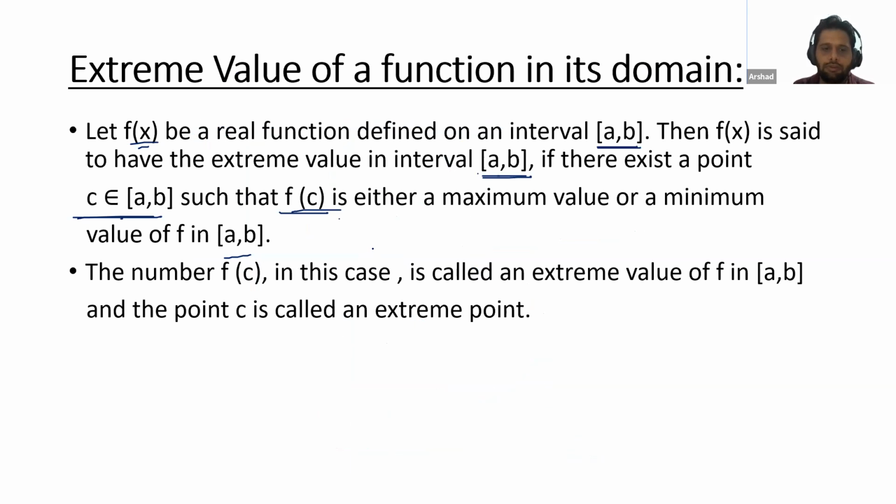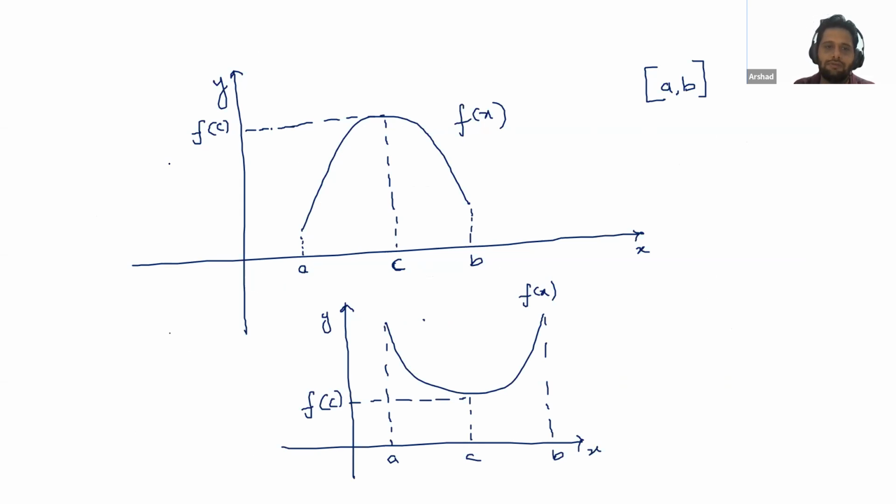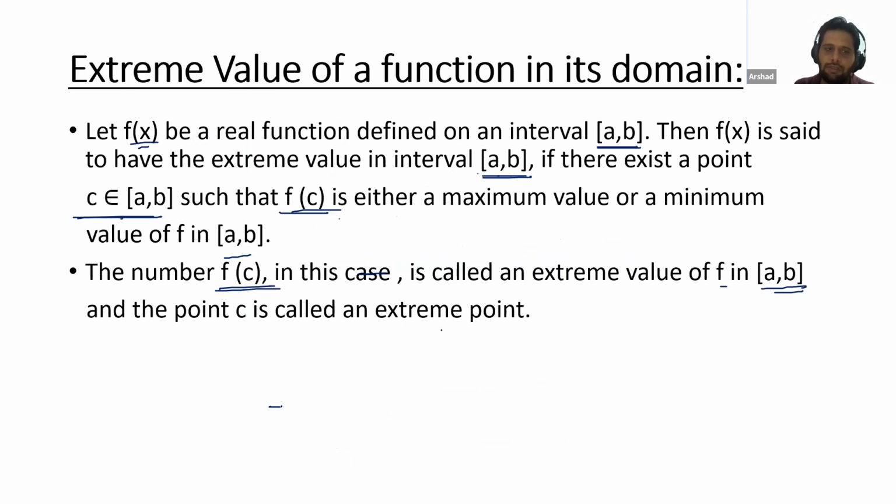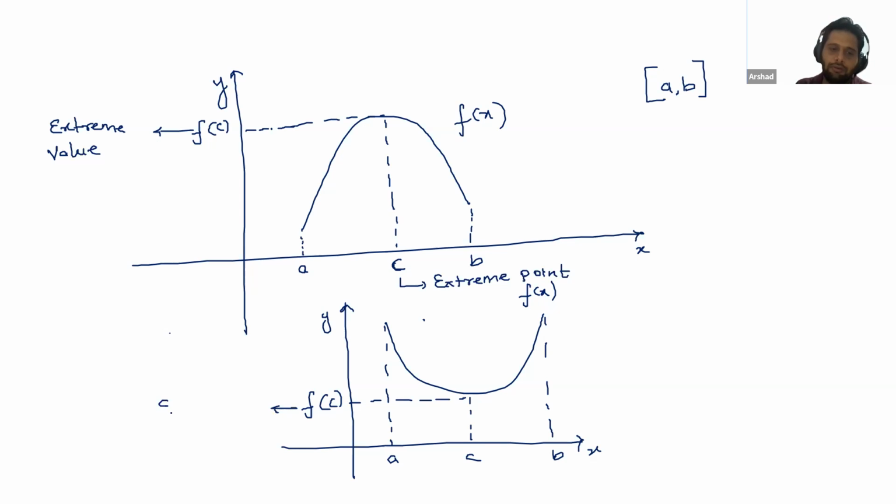Next point: the number f(c) in this case is called the extreme value of the function in AB, and the point C is called the extreme point. So this f(c) is called the extreme value, and C is the extreme point. This f(c), again, is the extreme value, and this C is the extreme point.